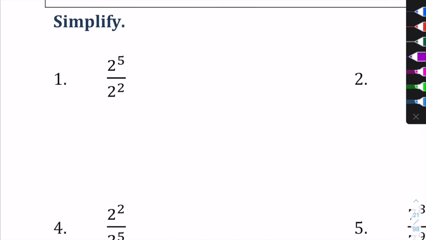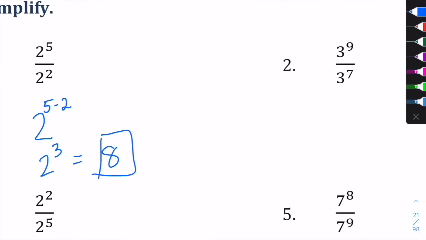2 to the 5th over 2 to the 2nd. Well, we can subtract the 5 minus the 2. Notice they have the same base of 2. So we can subtract them with our quotient rule, and 5 minus 2 is going to give us an exponent of 2 to the 3rd, which we know is 8. And that's our answer.